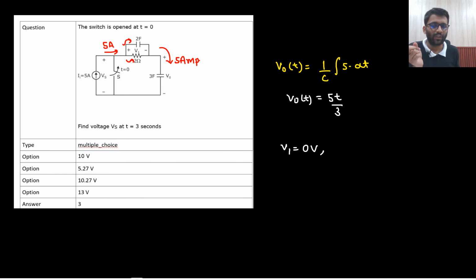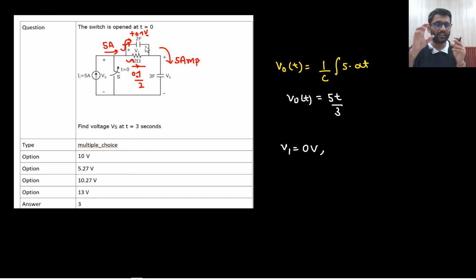Now if some current is flowing through the capacitor, then what is happening? Some voltage will be developed here. Let's say 0.1 volt is developed. If 0.1 volt is developed, that means the same voltage is developed across the resistor as well. That means the resistor is driving 0.1 by 2 ampere current, so the current in the capacitor is reduced. Initially the capacitor was shorted, so it was driving the complete 5 ampere current. No current was flowing through the resistor initially.